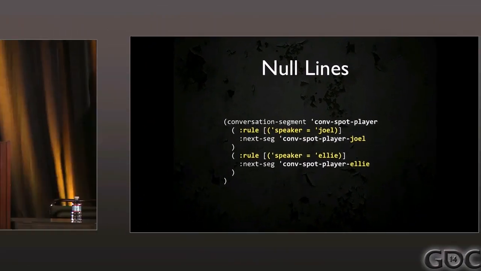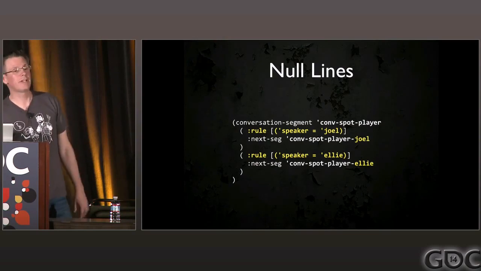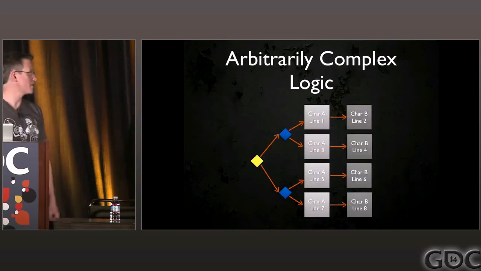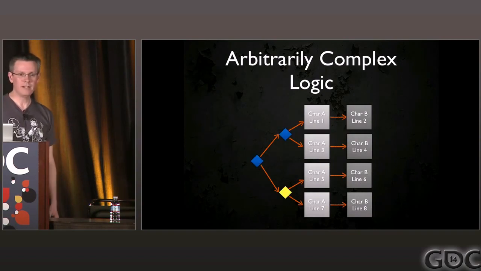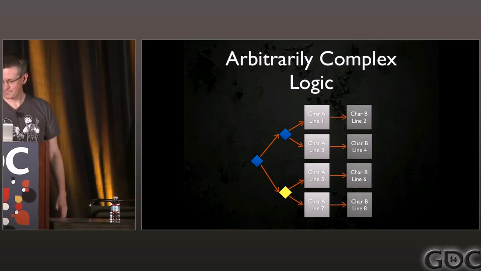I should mention, too, that you can have rules inside your conversation segments that don't actually play any lines of dialogue at all. This is a way to create more complex logic where you can branch here and here and here before you even get into actually playing lines of dialogue. This was a super useful feature that we added a little bit later in development, but it gave the audio designers a lot of flexibility.